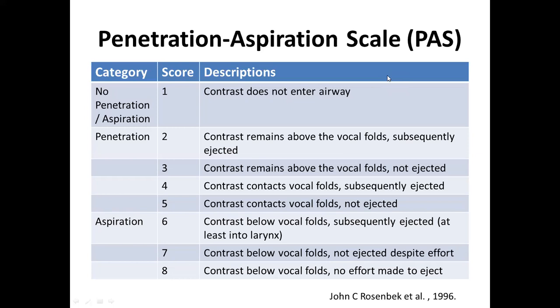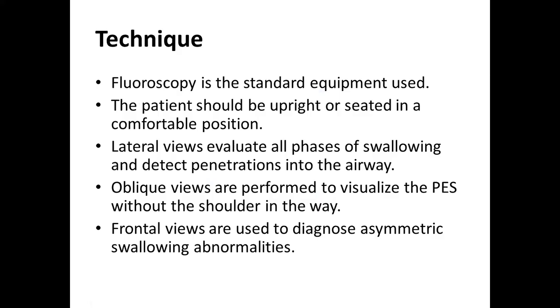So the score of 7 and 8 is a strong communication that the patient has a serious problem, because contrast has gone beyond the vocal cords and will possibly go through the trachea, the main bronchus, up to the bronchial tree. Chances are high for that.